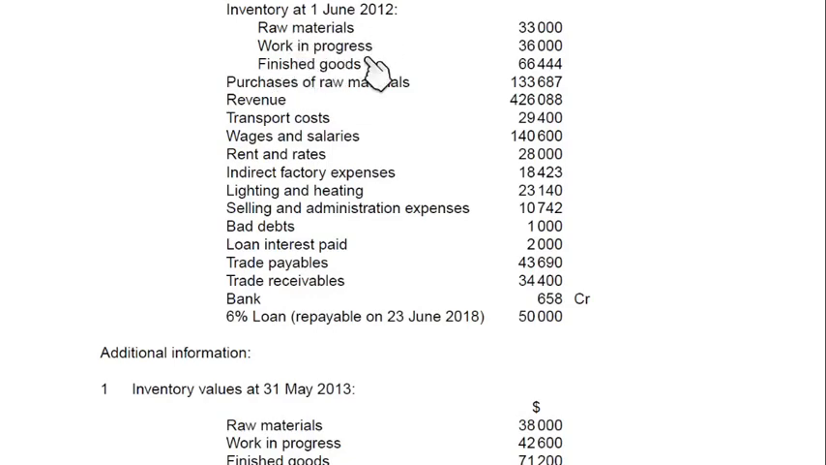And then we have finished goods, that are completed goods and that are ready for sale. Then we have purchases of raw material, that we have bought new material for our factory. Then we have revenue, that is sales. Then we have transport cost. Now what does this transport cost comprise of? We need to see the additional information for this transport cost.